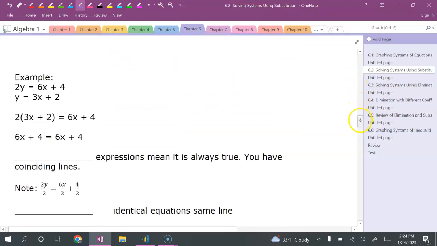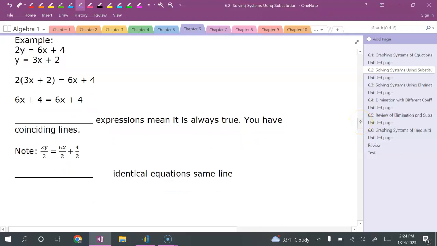Now, if we take a look at this next example here, this is another special case that we're going to run into. So we've got 2y equals 6x plus 4, and we've got y equals 3x plus 2. What they did here is they saw that on that second equation, y was already solved for. So they took that 3x plus 2, and they plugged it in for y on the top equation. So they rewrote that as 2 times that quantity 3x plus 2, and then that's set equal to 6x plus 4. Now to simplify this, they would have used the distributive property on the left-hand side.